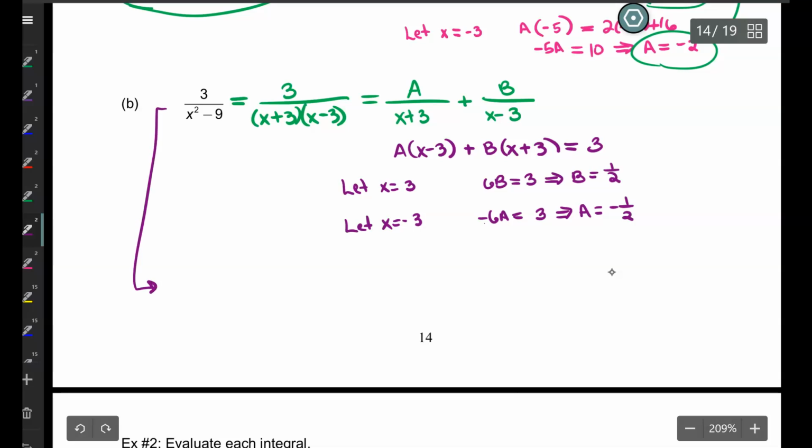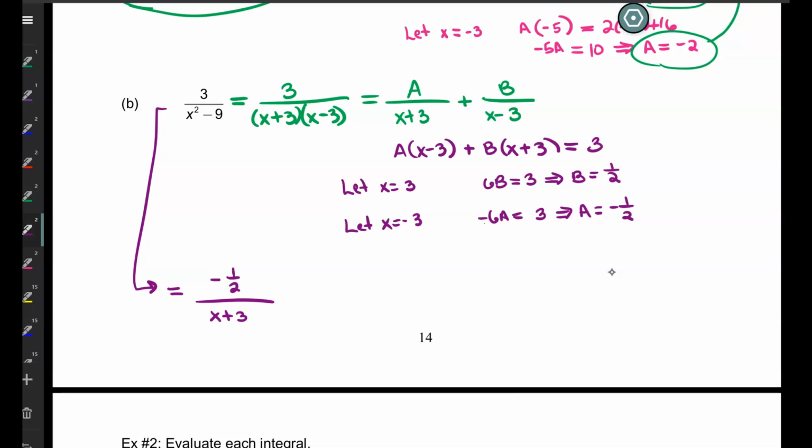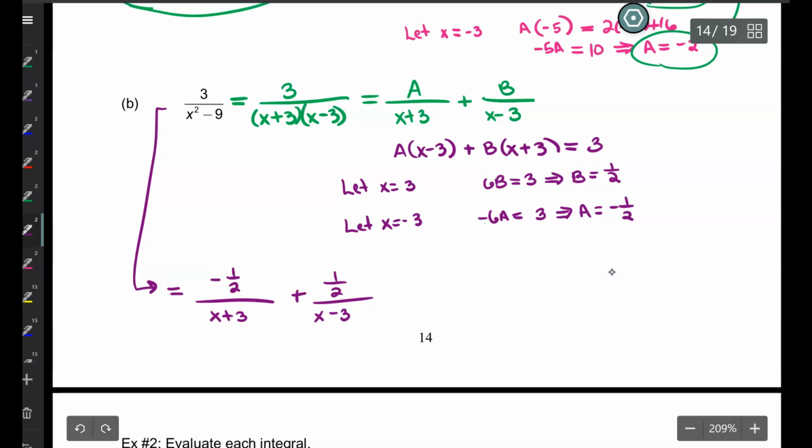So therefore, this is going to be equal to negative 1/2 over x plus 3 plus 1/2 over x minus 3. Now, it's kind of messy looking. I'm actually okay if you leave it like that. If you really want, you could get rid of the complex fractions, and you could do negative 1 over 2x plus 6, and then plus 1 over 2x minus 6.